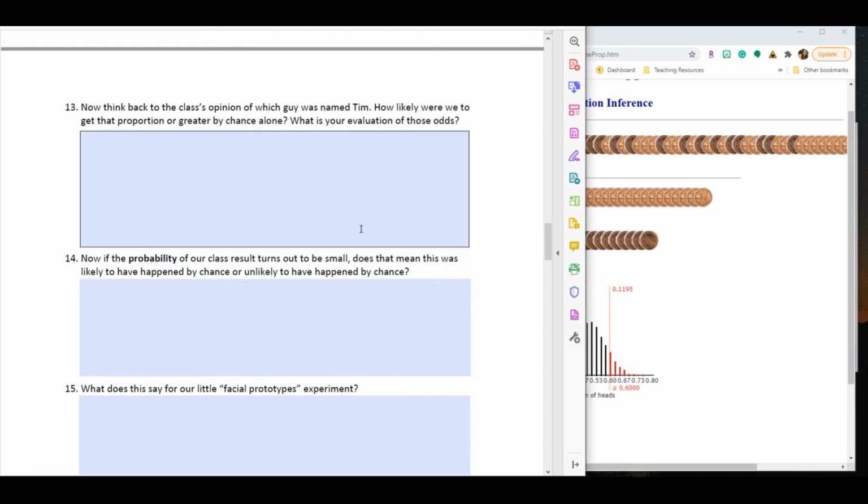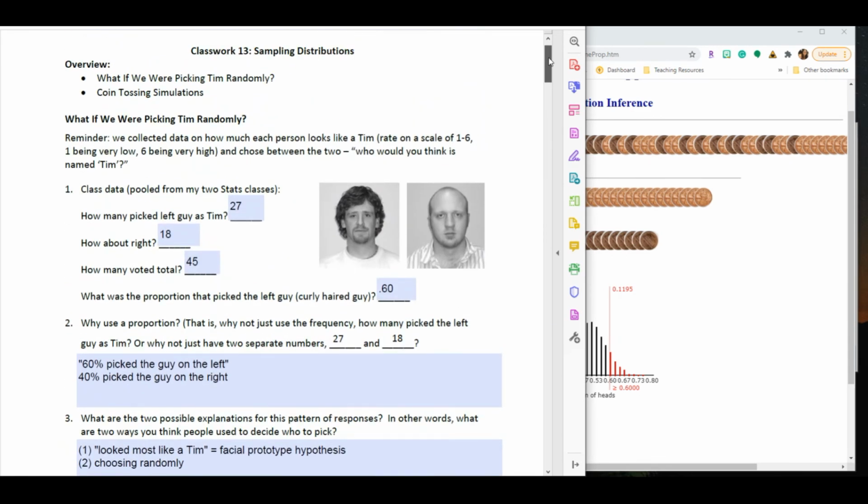Now, for the rest of this, this is going to be kind of like a lab portion where typically we'd all be sitting together in a room on computers, but instead we're all sitting at our homes on computers. And I'm going to have you think through and work through these problems. So, for example, thinking back to the class's opinion of which guy was named Tim, thinking way back to this first one.